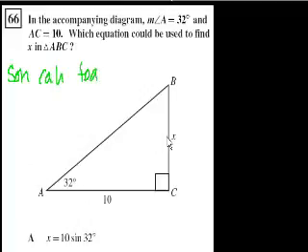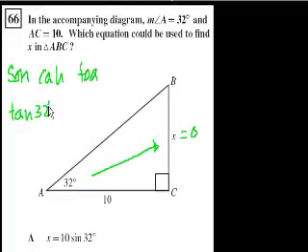Well, x is the opposite side, right? This is equal to the opposite. It's opposite of our angle in question. And then this 10 side is the adjacent. So I haven't looked at the choices yet, but see, if we say the tangent of 32 degrees should be equal to the opposite side, right? Opposite side, which is x, over the adjacent side, which is 10.